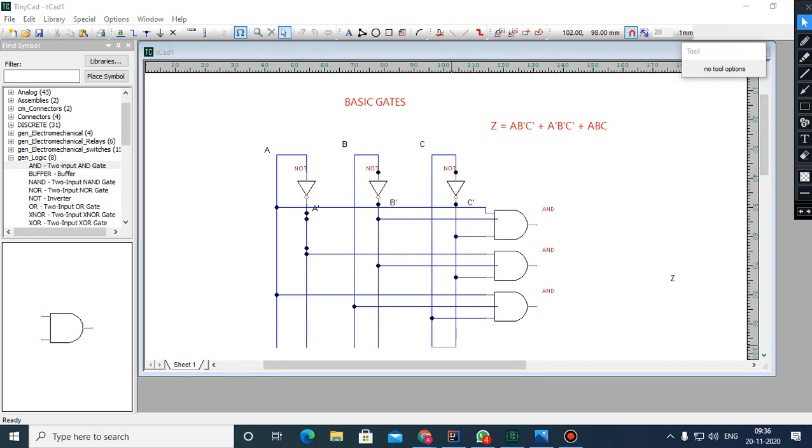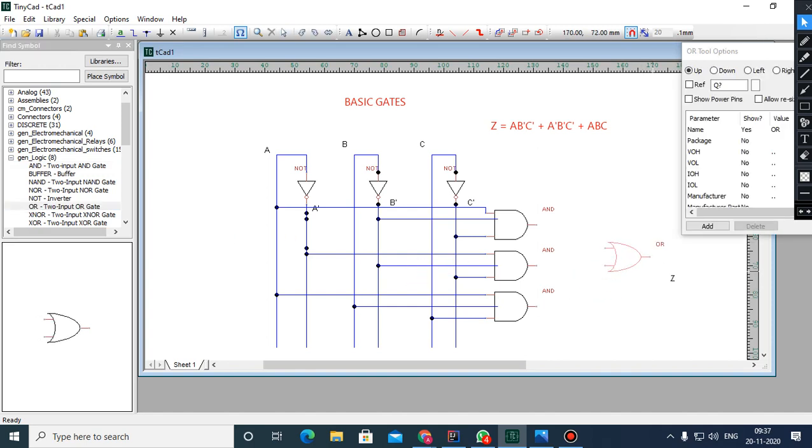So now if you have any doubt, then please tell. And after we have connected these, we need one OR gate. This is the OR gate.